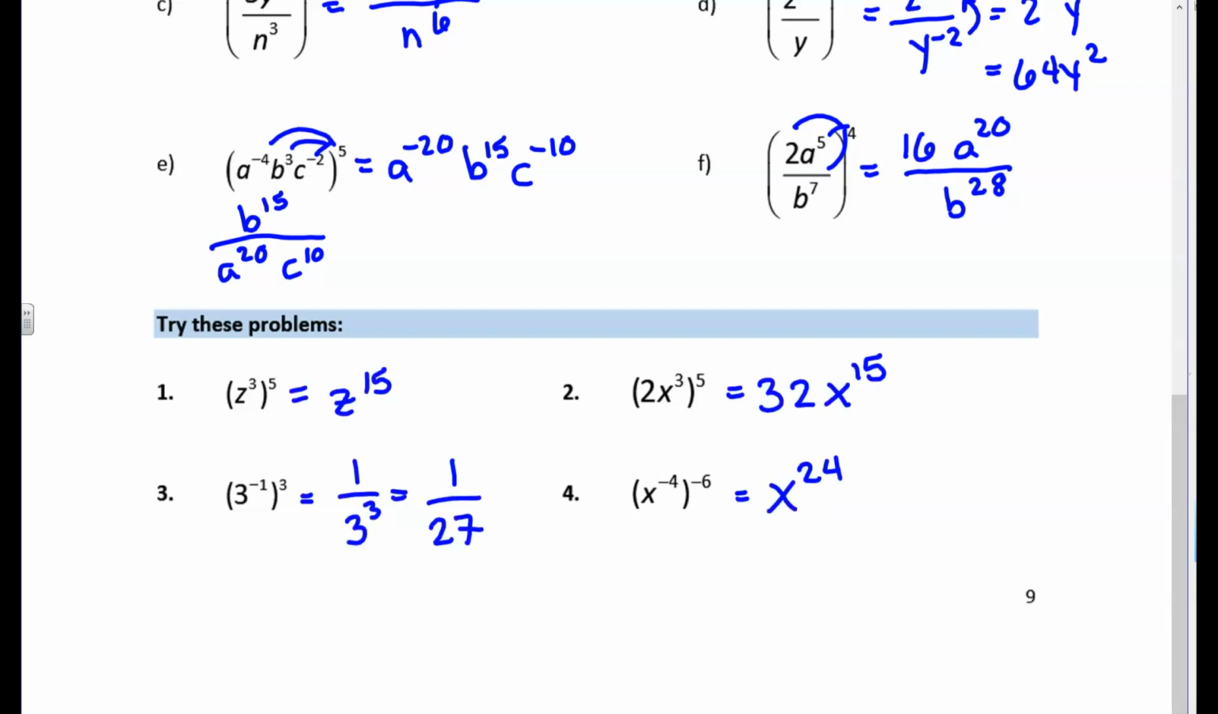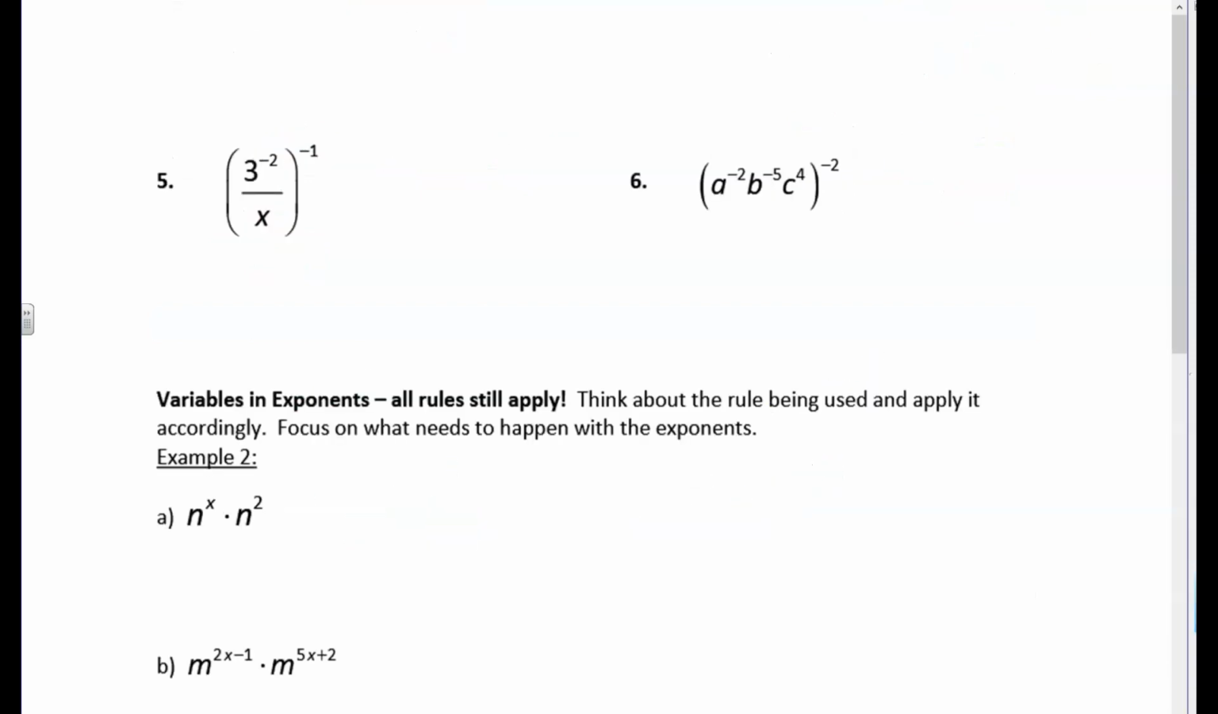Go ahead and check your work. And try these 2 other problems real quick.